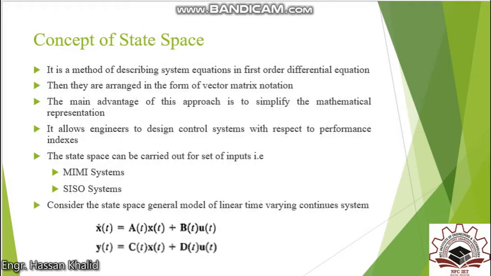and a single output. And after that, when you represent the whole system, it appears in this form, where x dot of t represents the first order differential equation, where A, B, C, D are the time varying matrices in this equation, and u of t is the time varying input, and t is the time.